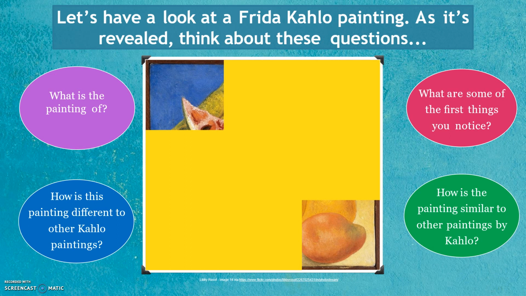Now we can see a little bit more of the painting. What are your thoughts about it now? Any more ideas about what this painting could be? Anything that you notice that jumps out at you looking at these two sections? Do you notice any of those differences or similarities between the previous Frida Kahlo artwork you've been analysing and looking at?